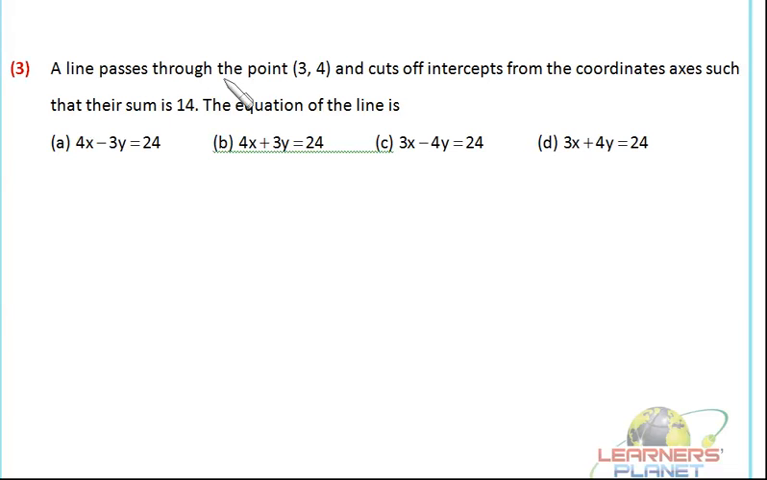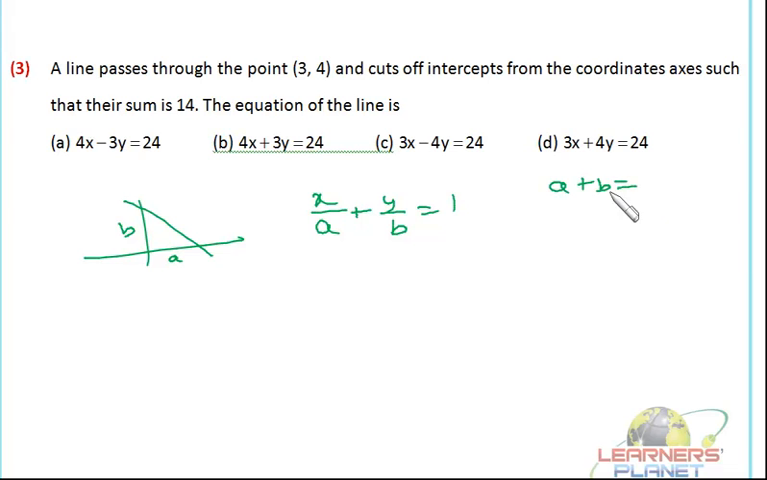now a line passes through the point 3, 4 and cuts off intercepts from the coordinate axes such that their sum is 14, the equation of the line. Okay, once again a similar thing. This is a, this is b. So equation of the line is x by a plus y by b is equal to 1, right? And apart from that, sum of intercepts is 14. Okay, now this line is passing through point 3 and 4. So 3 by a plus 4 by b is equal to 1.